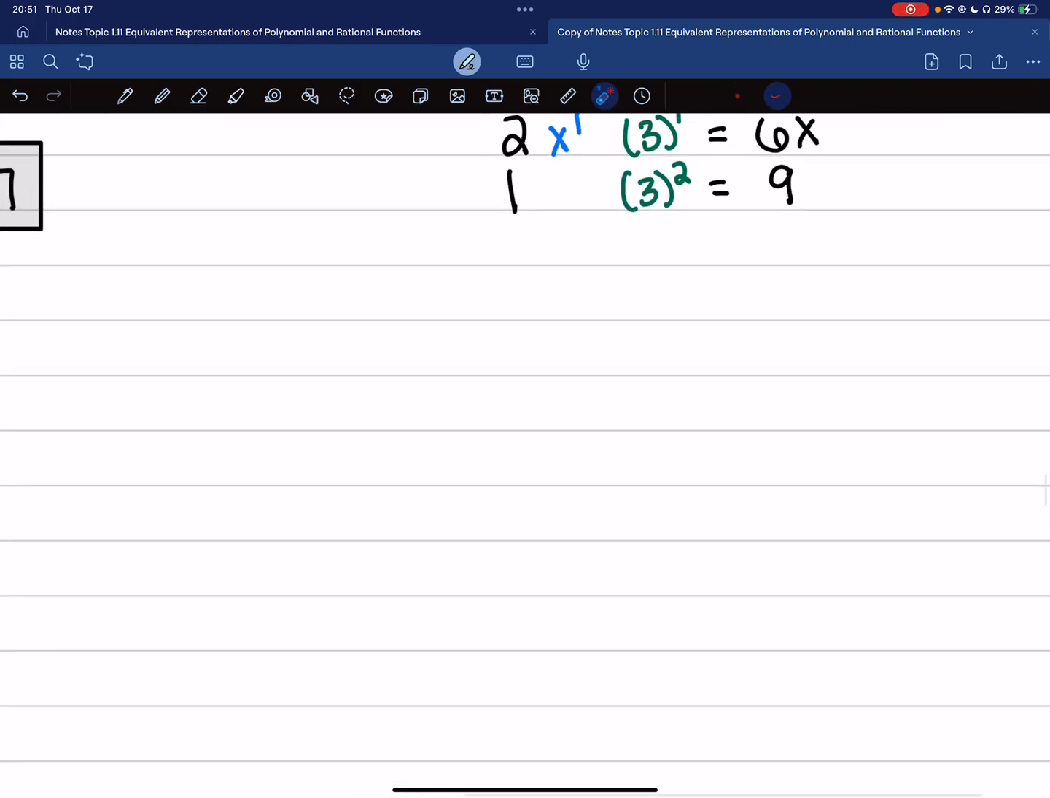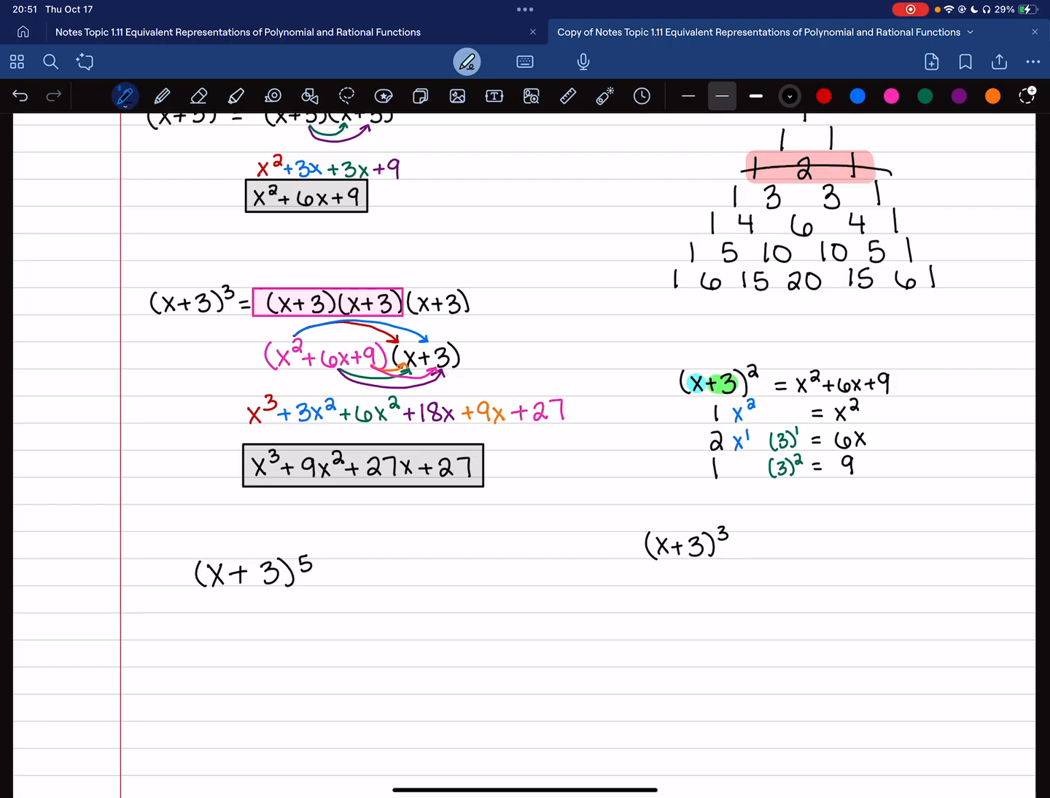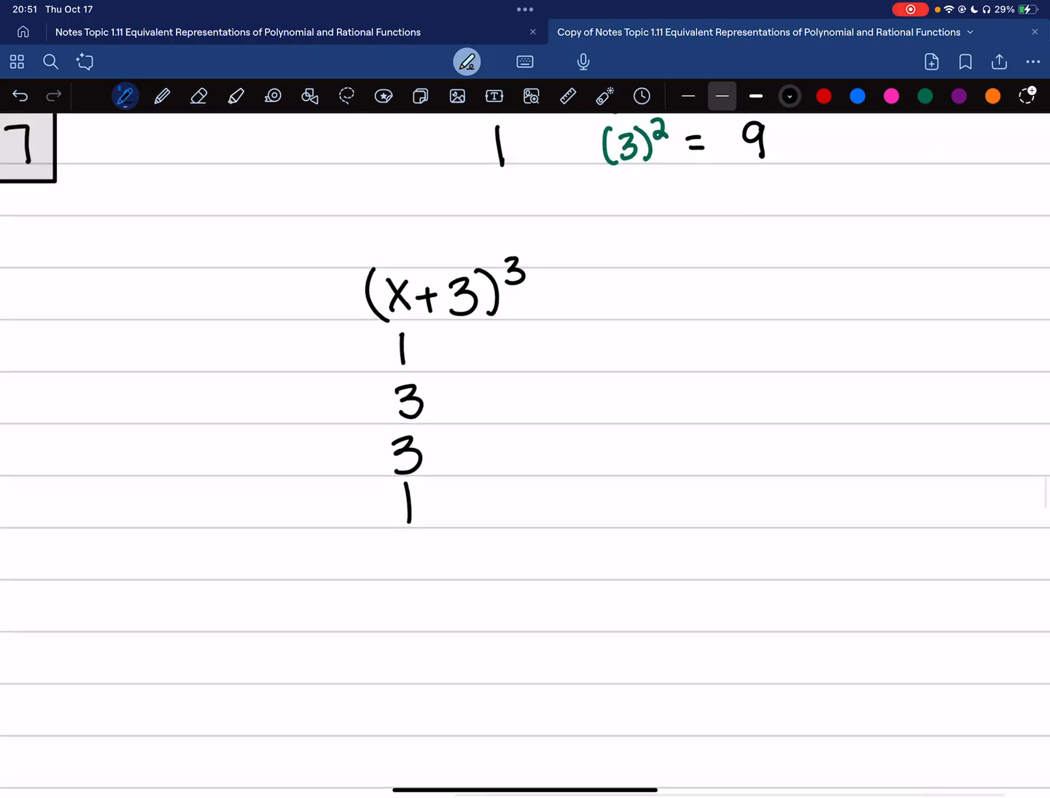So now if we do x plus 3 to the third power, just so you can see it again, okay, that means now we're going to use the row that has 3's in it. So we're going to use 1, 3, 3, 1. So we have 1, 3, 3, 1. So again, we take the first term, which is x, and we're going to start with the exponent of 3 and work our way down until we have no exponent left.